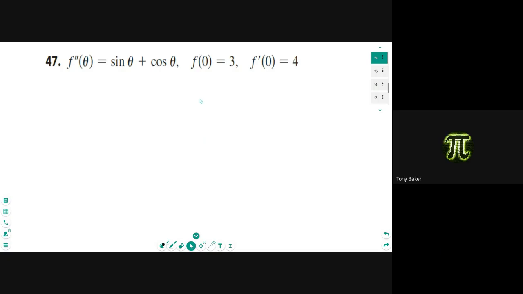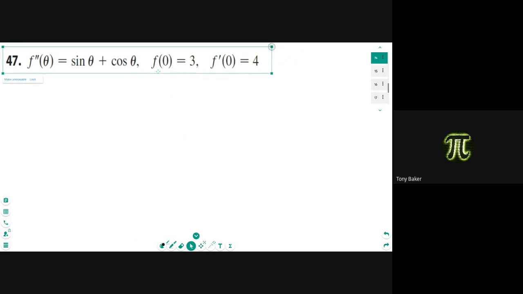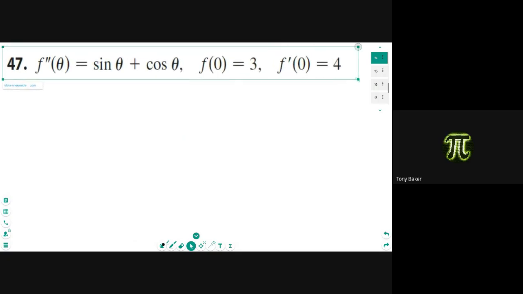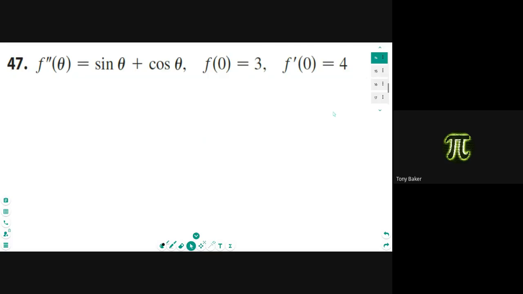All right, so let's do a couple problems. Find me my function.